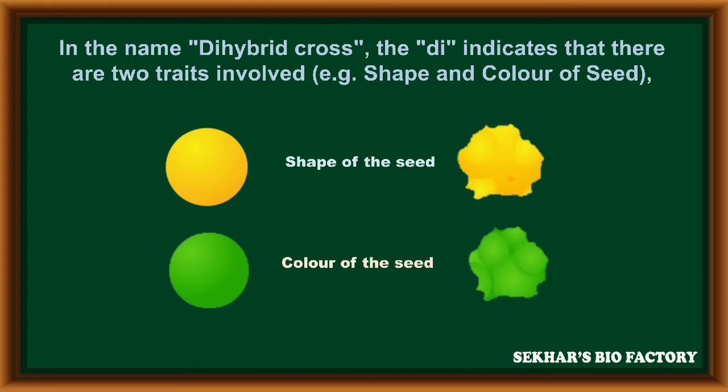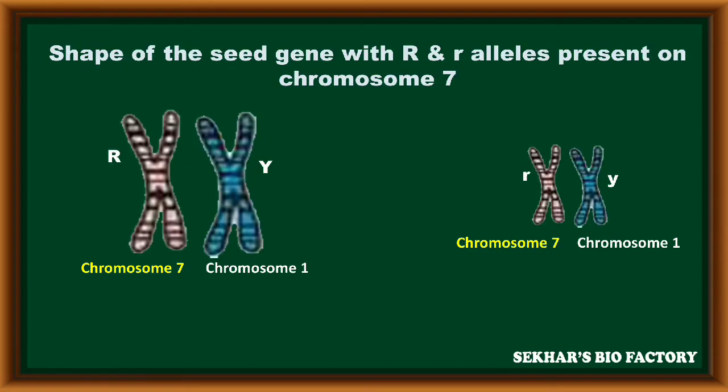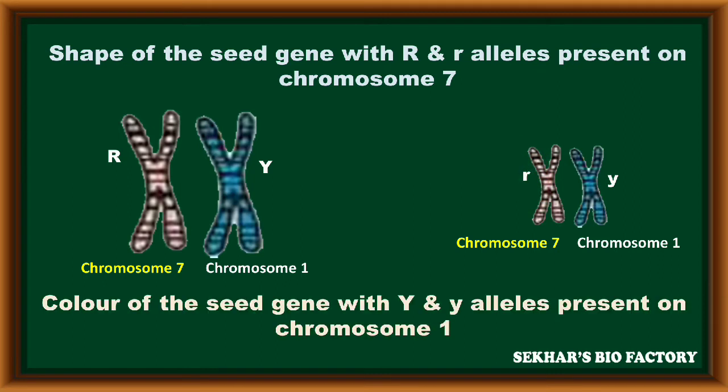Example, the shape of the seed and color of the seed. Shape of the seed has a gene with two alleles, capital R and small r. These alleles are located on the 7th chromosomal pair. Color of the seed has a gene with capital Y and small y. These are present on chromosome 1 pair.